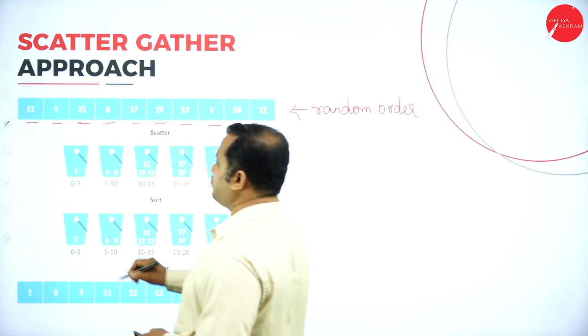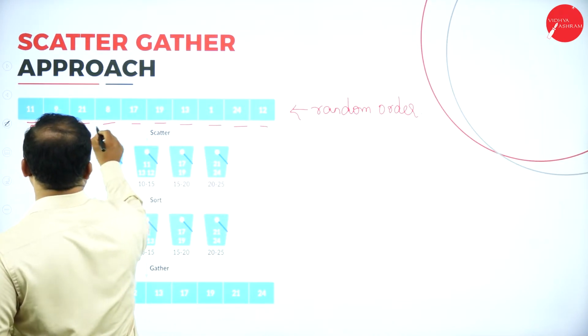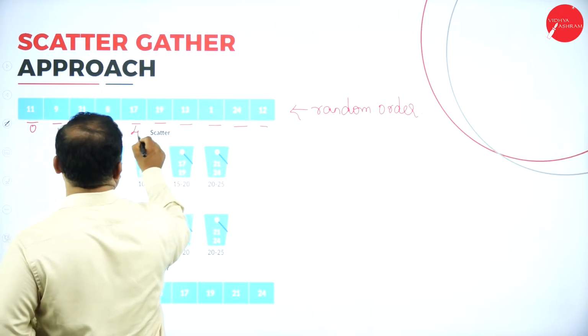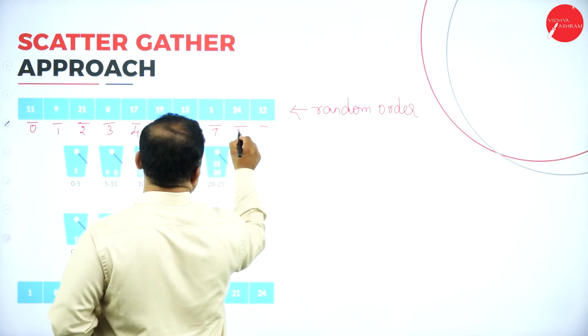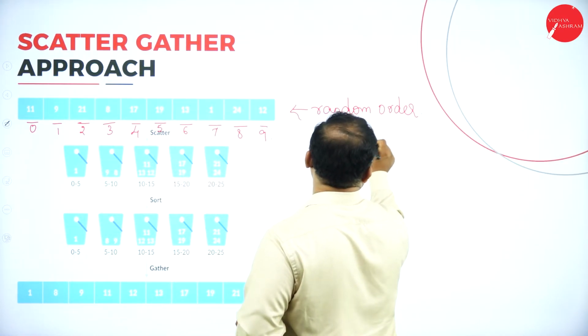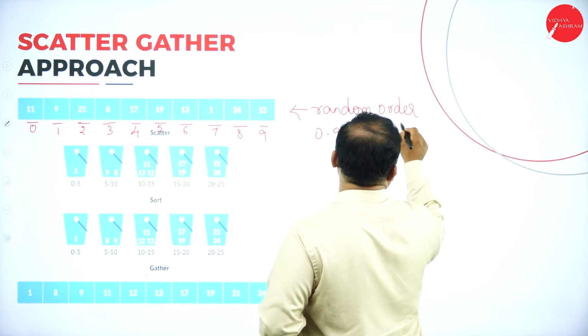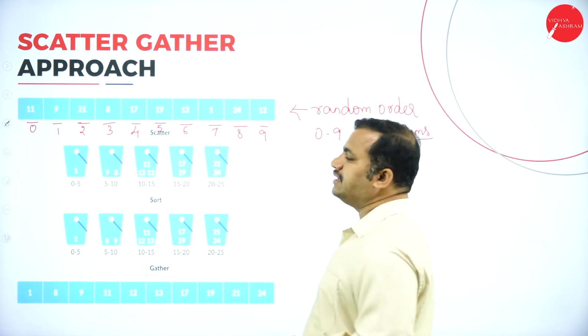Suppose if I consider this as 0th, 1st, 2nd, 3rd, 4th, 5th, 6th, 7th, 8th, 9th. So totally 0 to 9, 10 items are there.